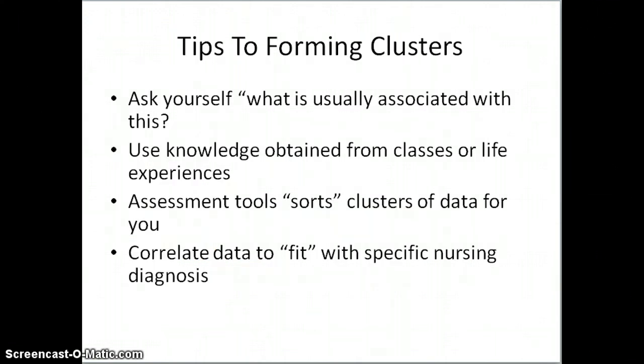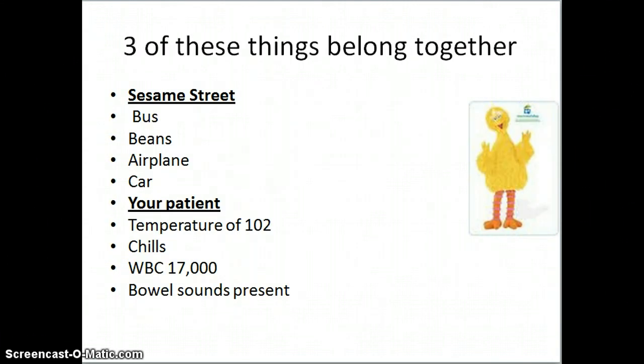When we cluster things, we have to say, do these things usually go together? And then we sort out or cluster the data, and then we try to fit the data that goes together. So here's my friend Big Bird, and on Sesame Street he would say, you have a bus, you have beans, airplane, and car. Which of those 3 things go together and which one doesn't? And hopefully you've said the beans because it's a food and the others are forms of transportation.